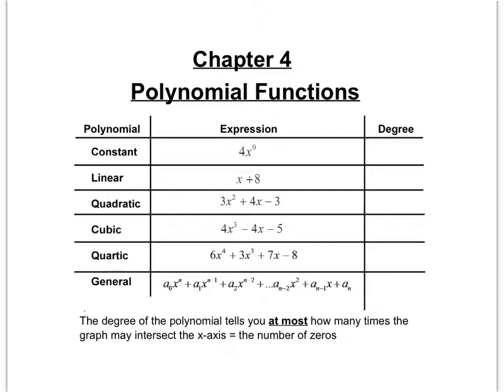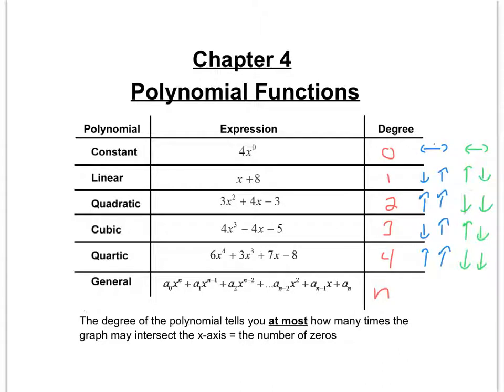Okay, you guys do have this slide in your notes, so go ahead and fill in the degrees for each of these different types of polynomial functions. And also, you may want to make a little spot right here. What do the end behaviors look like if the polynomial is positive, and what do the end behaviors look like if the polynomial is negative?